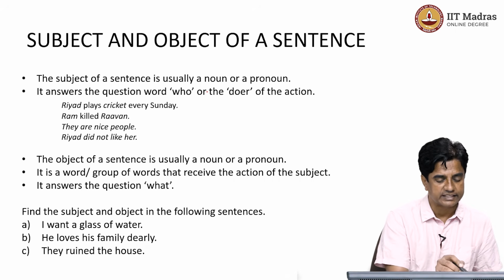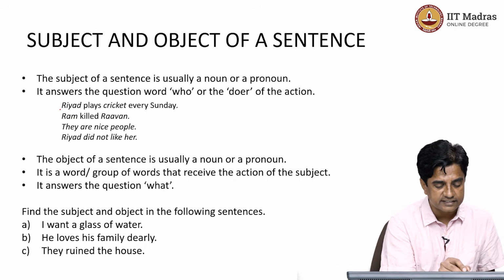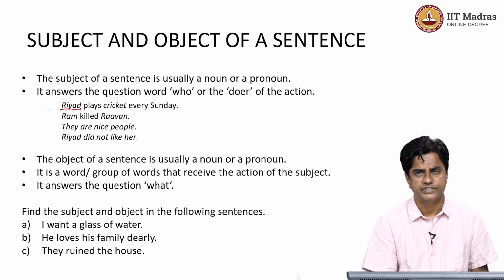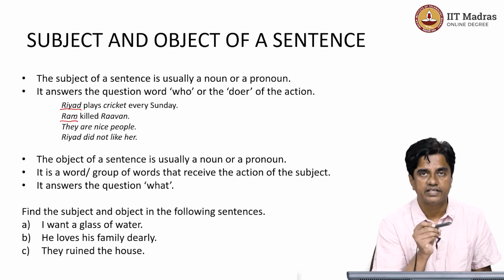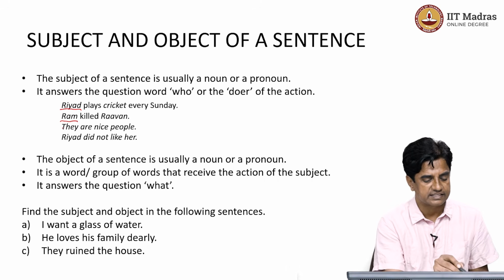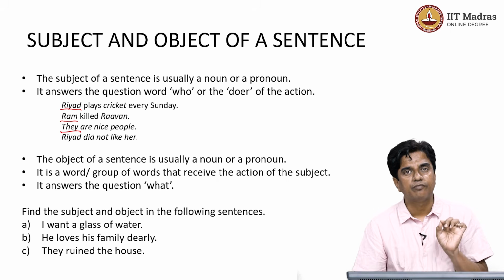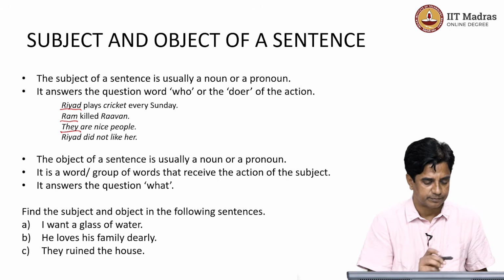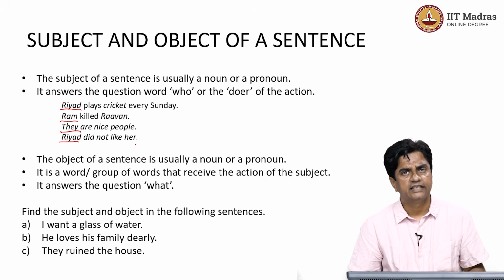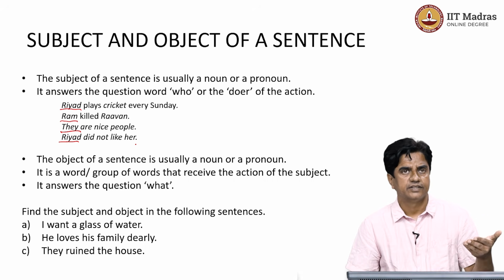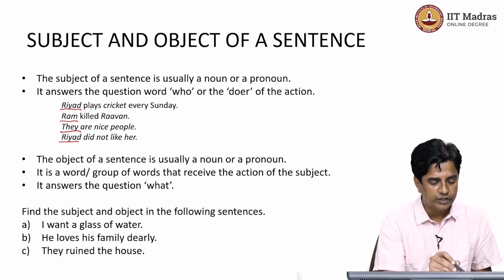So look at the sentence. Riyadh plays cricket every Sunday. So Riyadh is the subject of this sentence, which is a noun. Ram killed Ravana. Ram is the noun, the subject of the sentence. They are nice people. They is an example of a pronoun in subject position. Riyadh did not like her. Riyadh is the name of a person, a noun. These are the subjects.